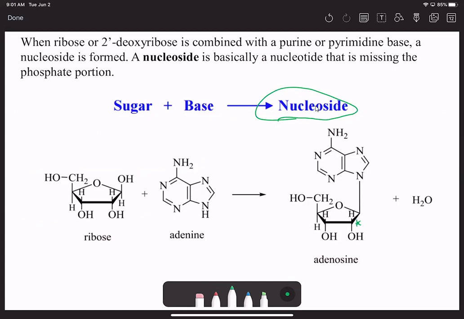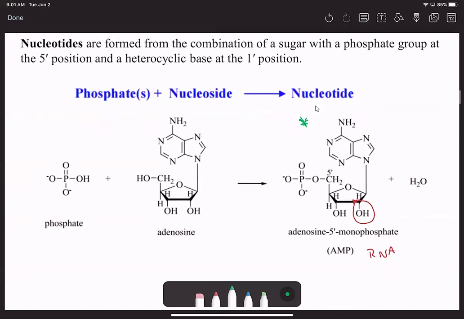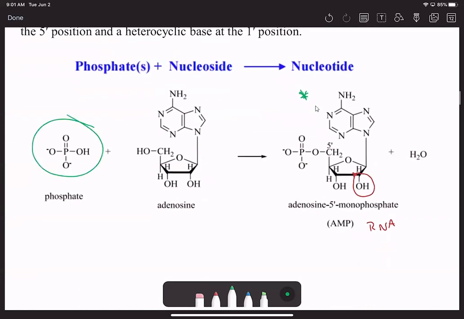So once the nucleoside is made, this is where we can add on the phosphate, right? So this phosphate here is added to the nucleoside, and then we get a fully formed nucleotide, right?